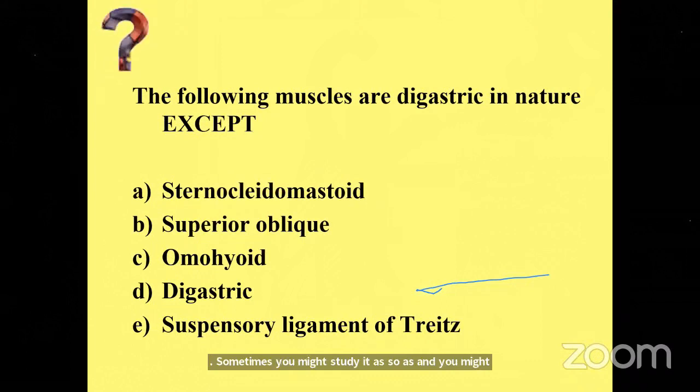Now, the next question is somewhat a tricky question. The following muscles are digastric in nature except: sternocleidomastoid, superior oblique, omohyoid, digastric, suspensory ligament of Treitz. Can someone answer it? Which of the following? Exception. Let me see who will be answering it correctly.